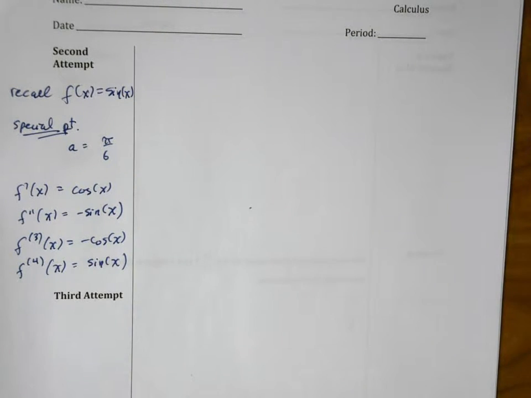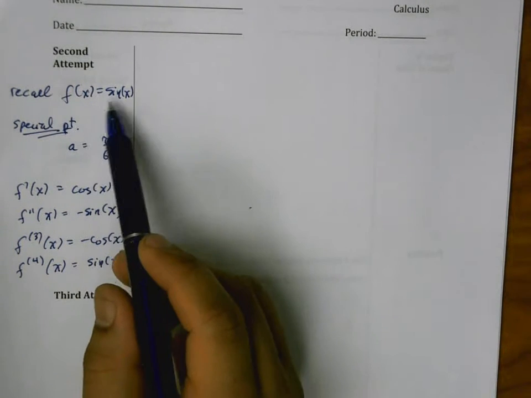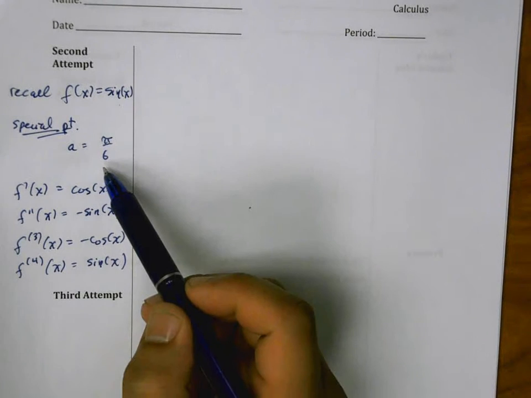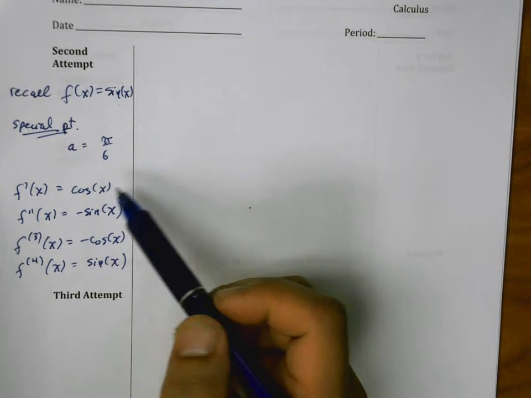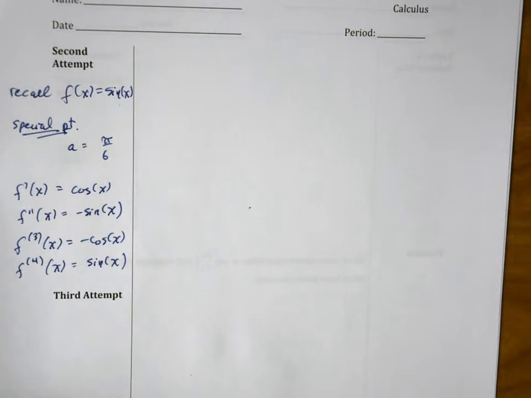I've just written down some helpful reminders here on the side. Remember, the function f of x that we're using is sine of x. Our special point is pi over 6. And I've taken a bunch of derivatives of the function just to speed up the process.